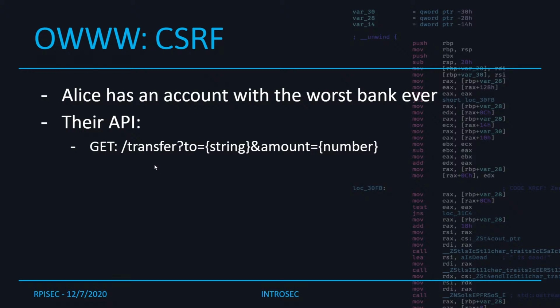So let's say that Alice has an account with the worst bank in the world, dumbbank.biz, and their API includes this method, GET /transfer, with arguments of who to send the money to and how much to send. This is already terrible. We should not be using GET here. We'll talk about why later.